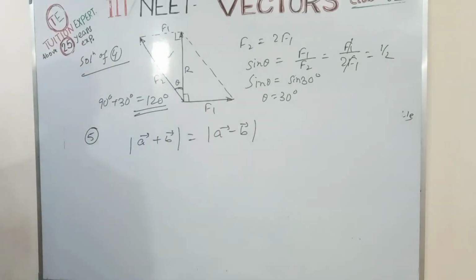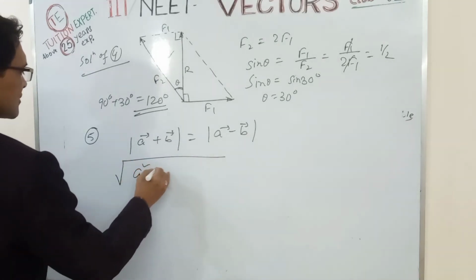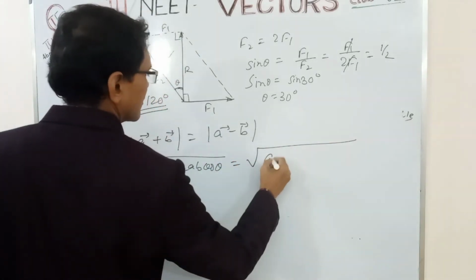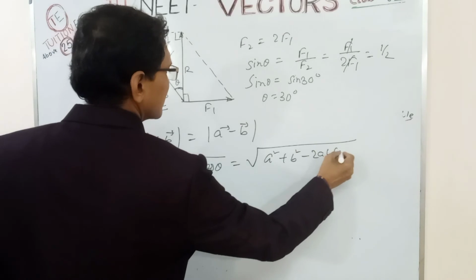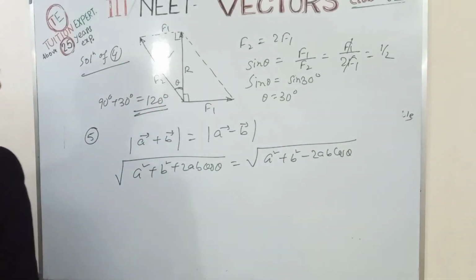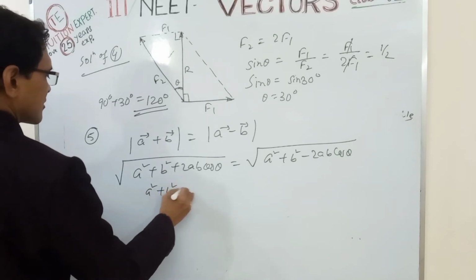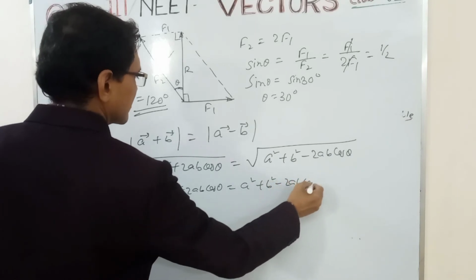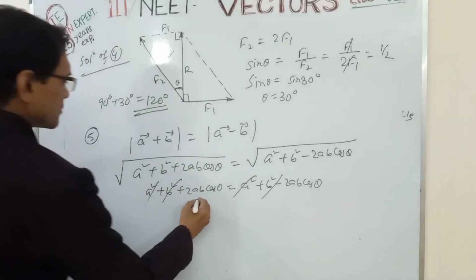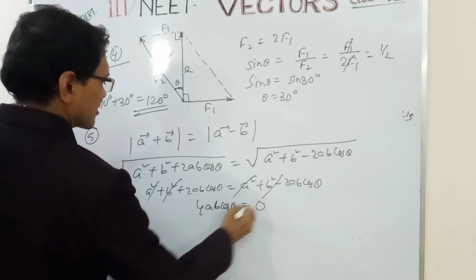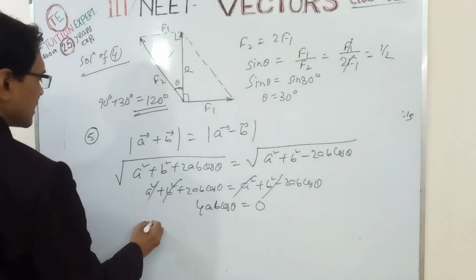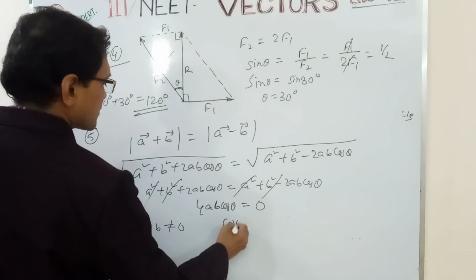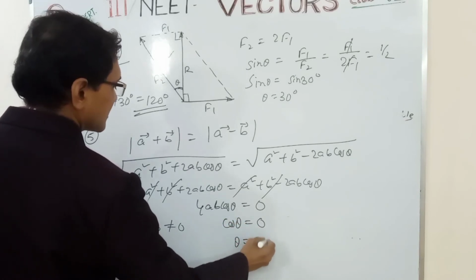What is the angle between A and B? Now just use the formula. Squaring both sides. Cancel this. Here A and B are the magnitudes of the two vectors, so this cannot be 0. So cos theta must be 0, that is theta equal to 90 degrees. This is the answer.